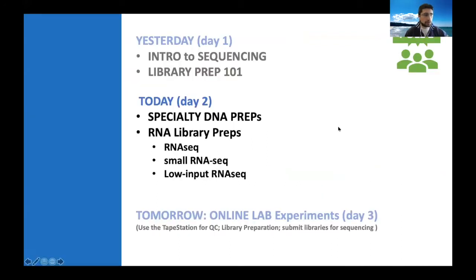Again, today we're going to talk about some specialty DNA library preparation. So it's basically just variations on the theme of the library preparation that we did yesterday. And we're going to focus today on the RNA library preparation. And at the end, we're going to talk about some best practices for NGS, which I think are really important, but not many people are using them actually.